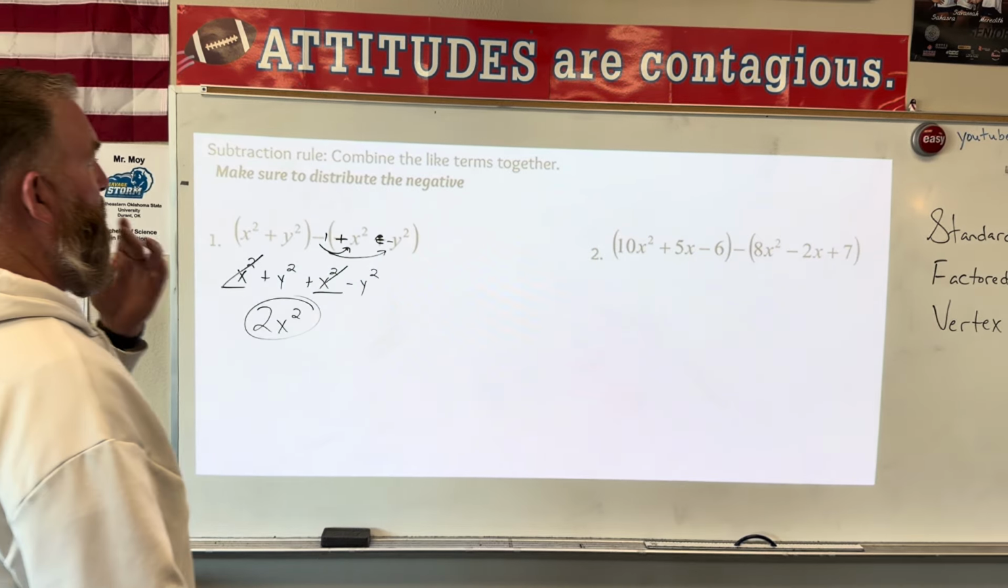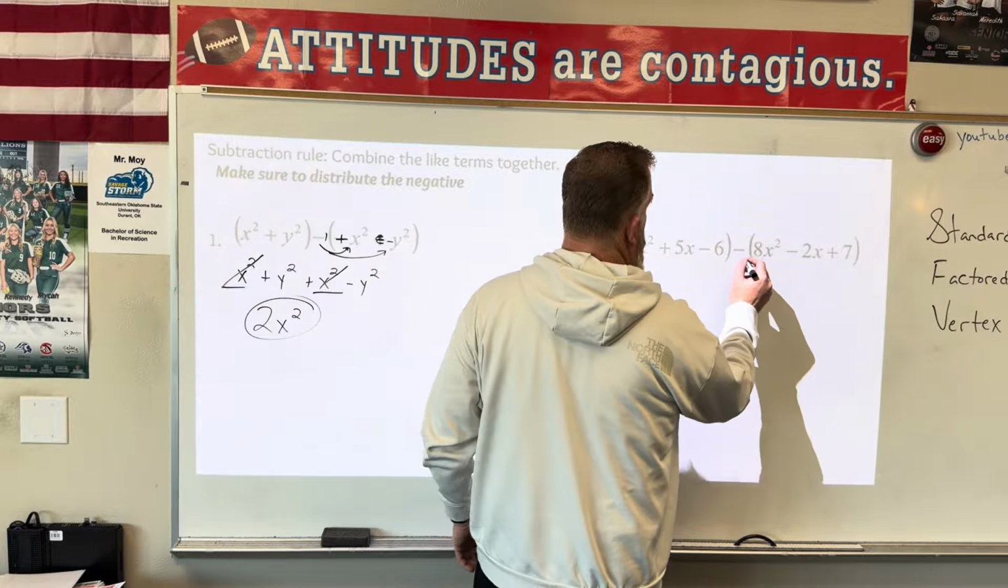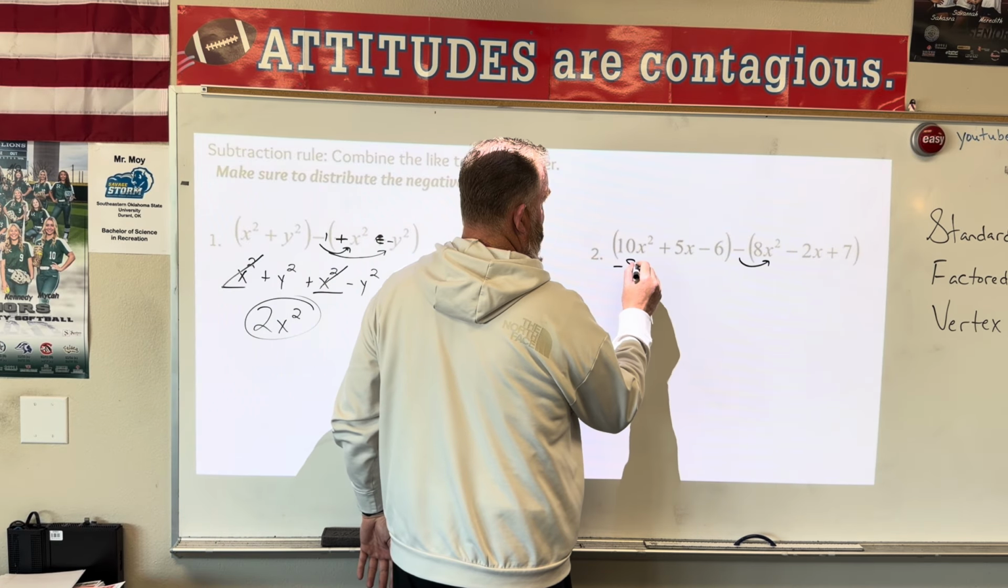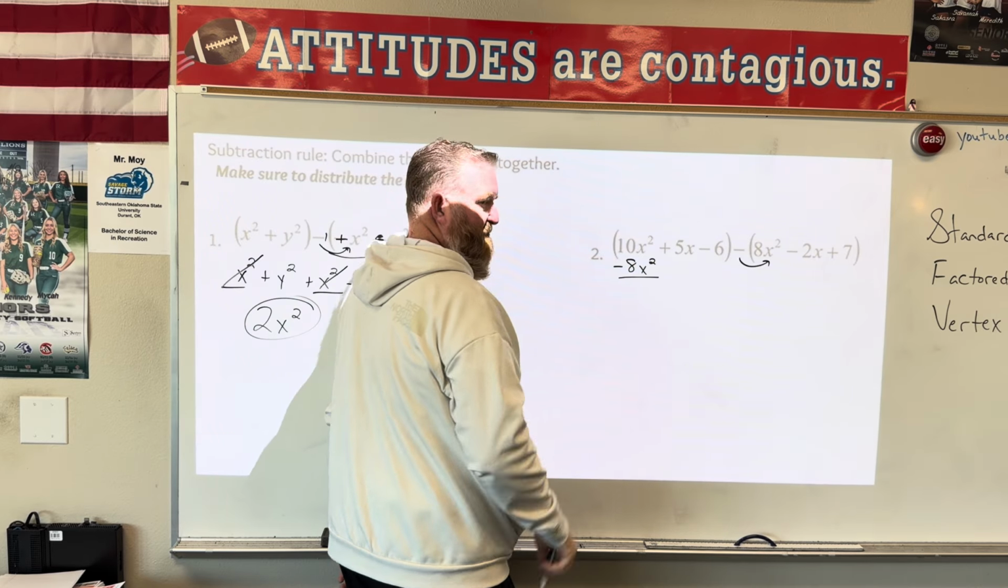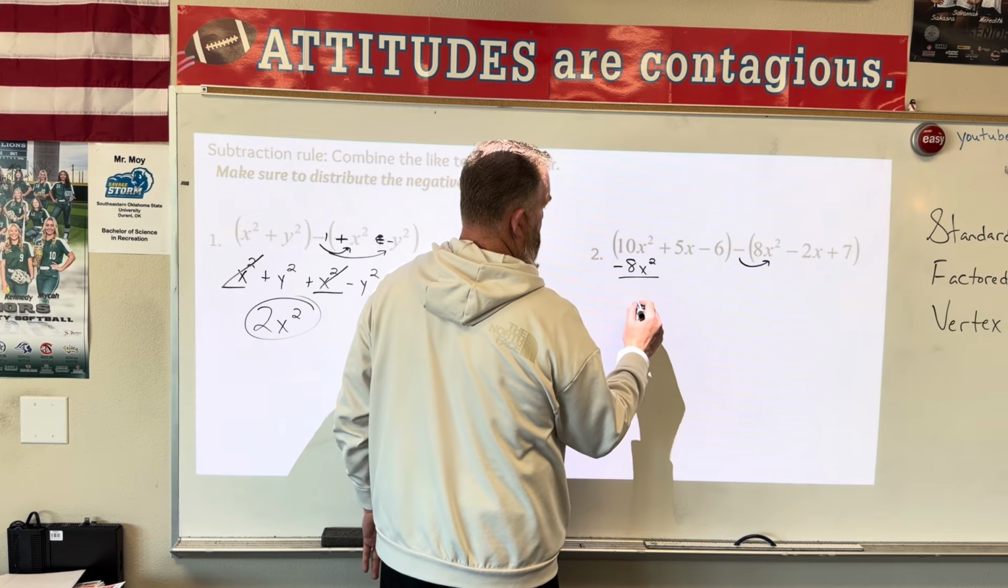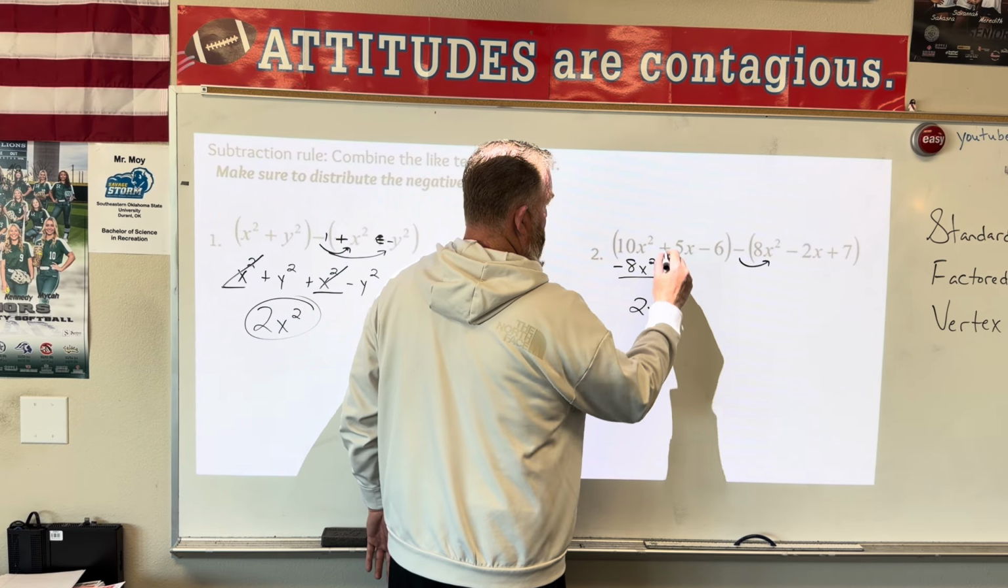All right, did we distribute? What is that 8x squared now? So I've got negative 8x squared. I'm going to put it over here. I'm going to stack them this time. Yes? Just because. What's 10 minus 8? 2x squared. Those are done.